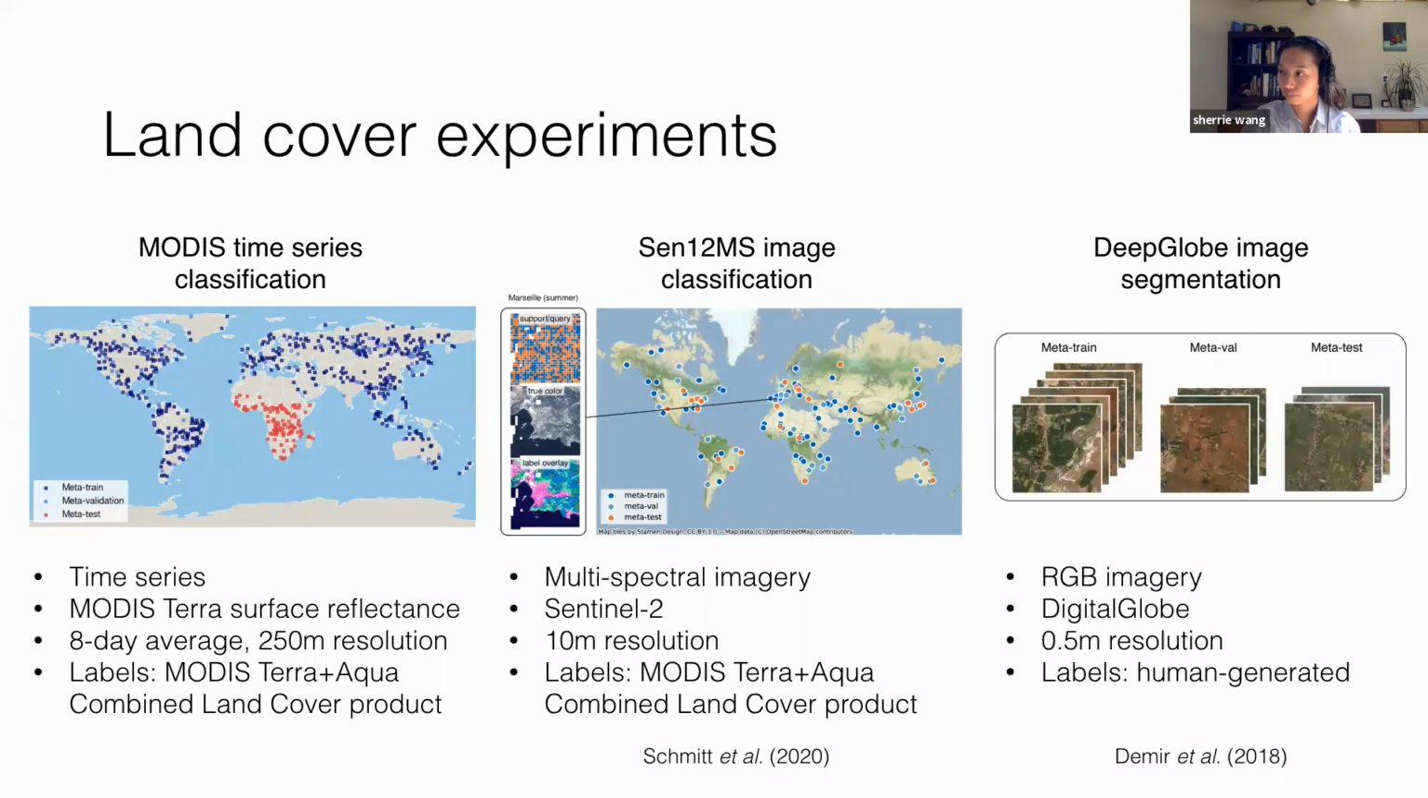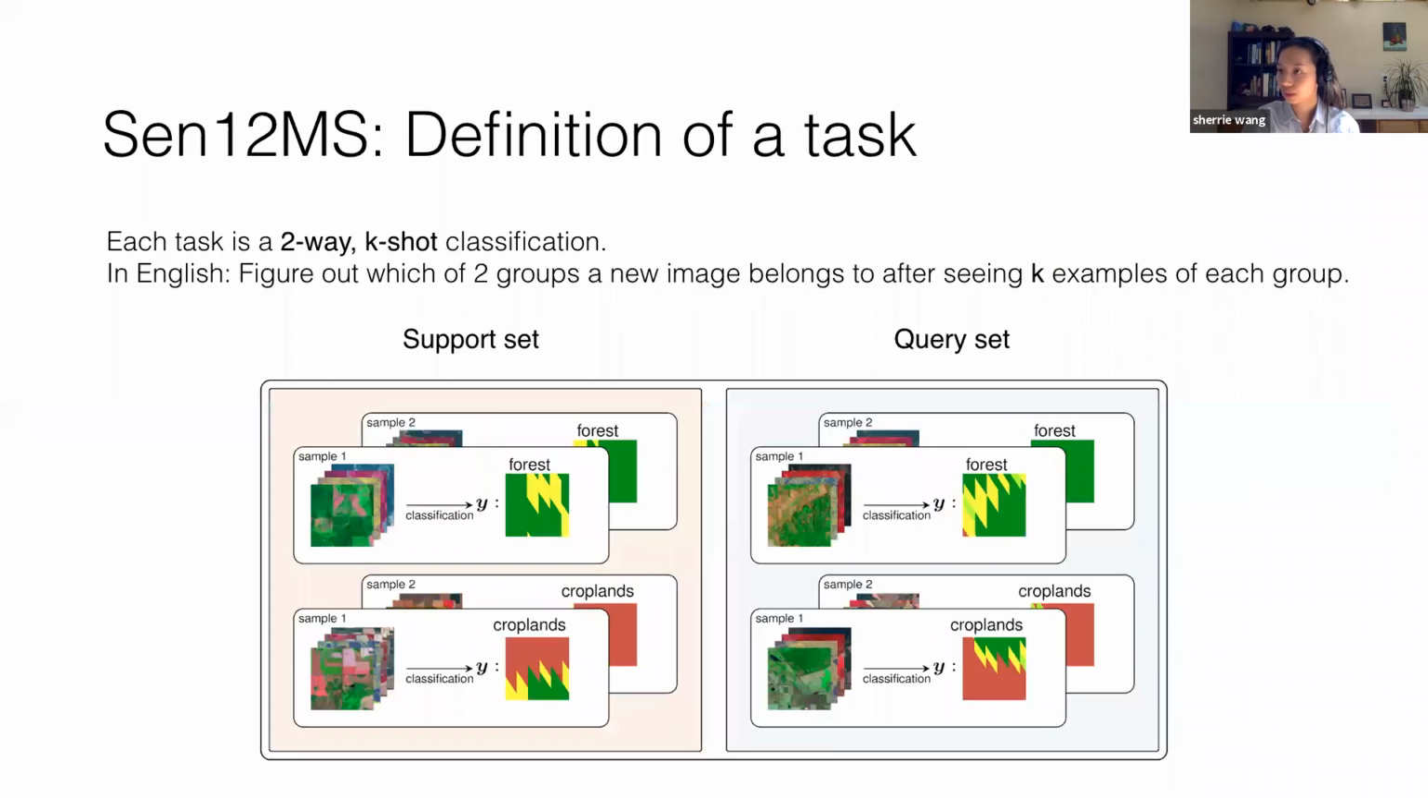And lastly, we ran experiments on a very high resolution data set called Deep Globe. This is RGB imagery at 0.5 meter resolution. These labels, instead of being machine generated, were completely human generated. This is a segmentation task, which means that every single pixel in the image is labeled. I'll describe SEN12MS and Deep Globe and show you the results for those two.